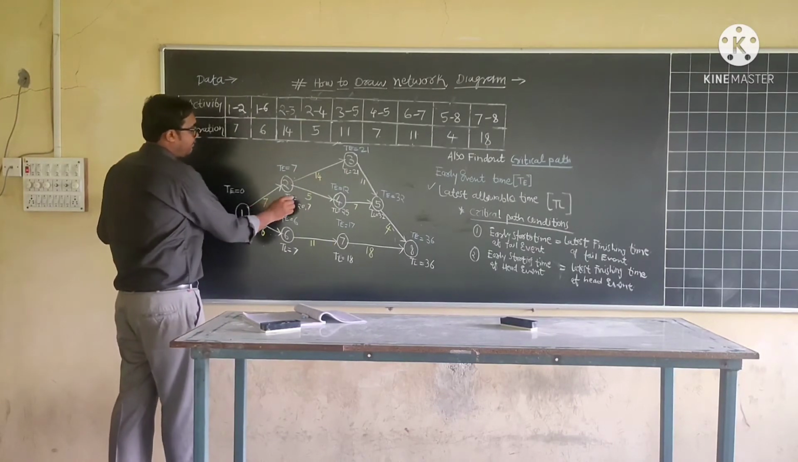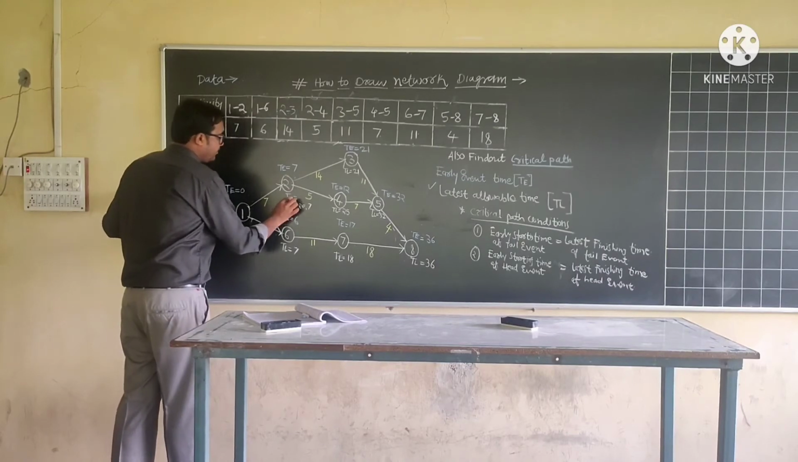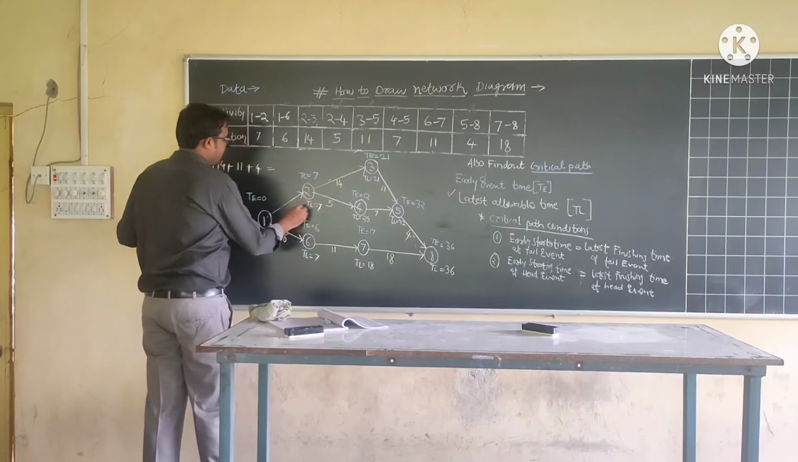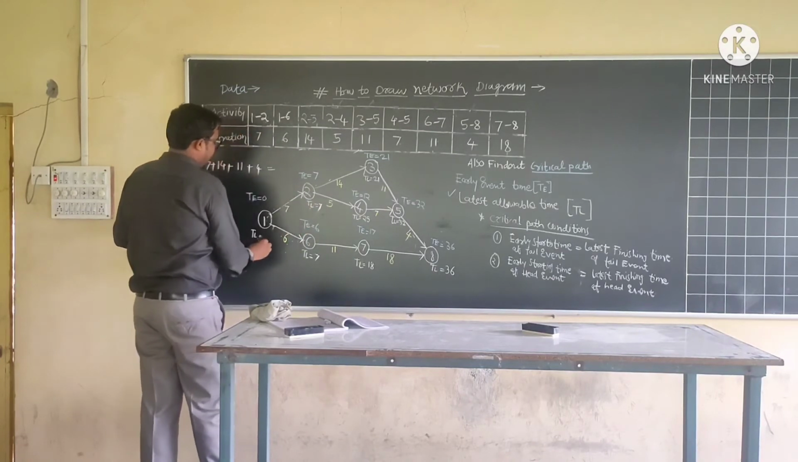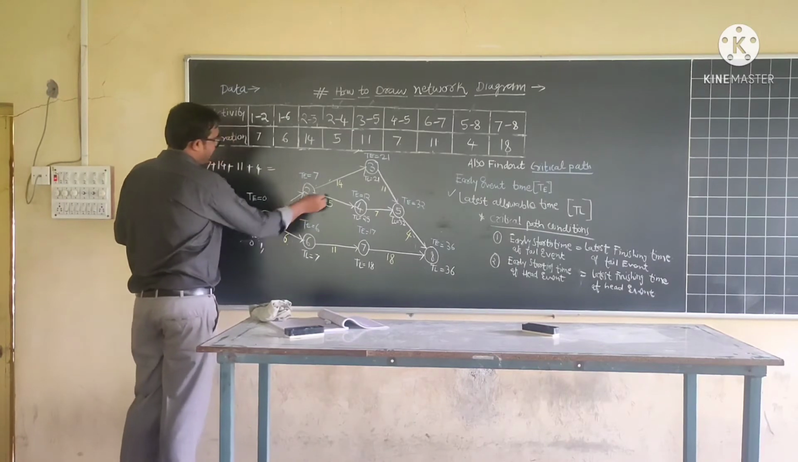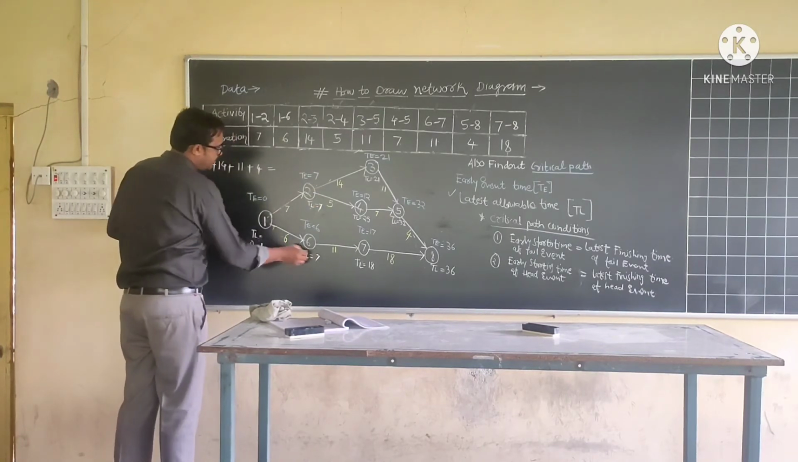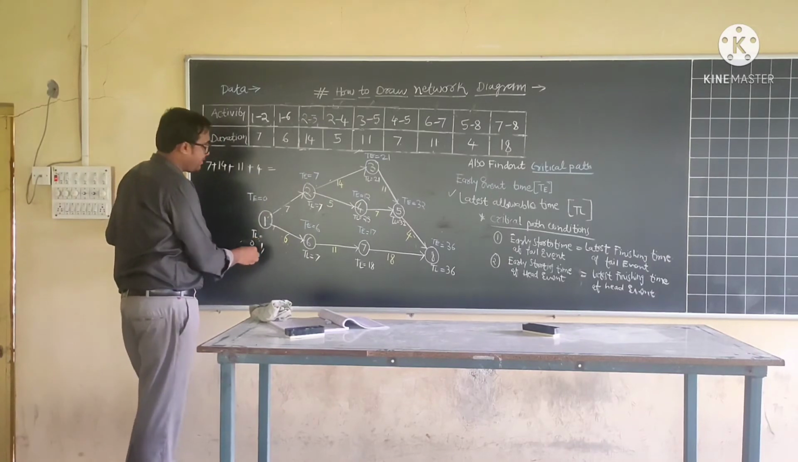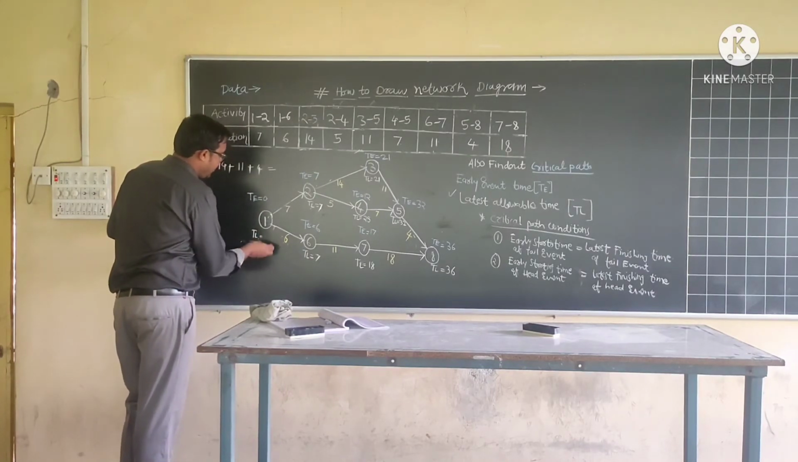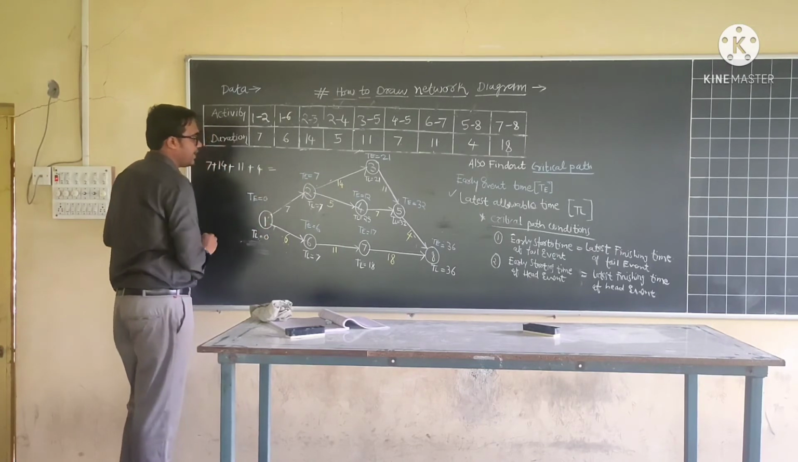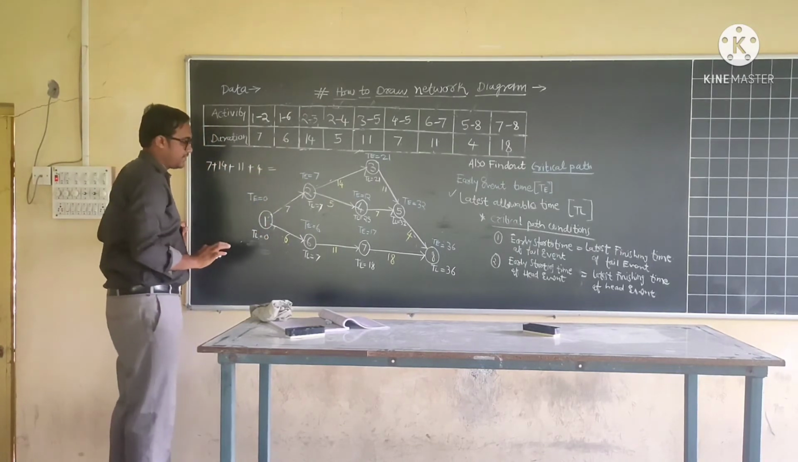So the TL value here is equal to 7. Now 7 minus 7 is equal to 0. So the TL value for event number 1 from this part is 0, and from this part, 7 minus 6 is 1. So we will take the minimum value. Here the TL value is equal to 0. So T is equal to 0 and TL is equal to 0. That means our network is balanced.